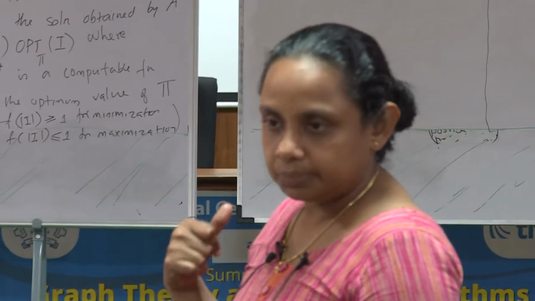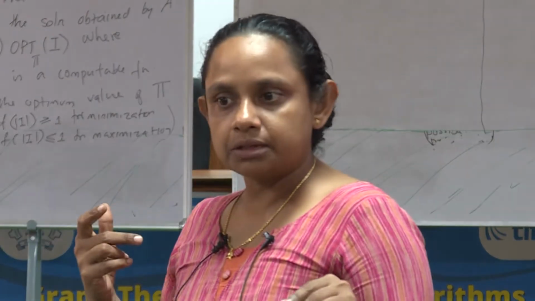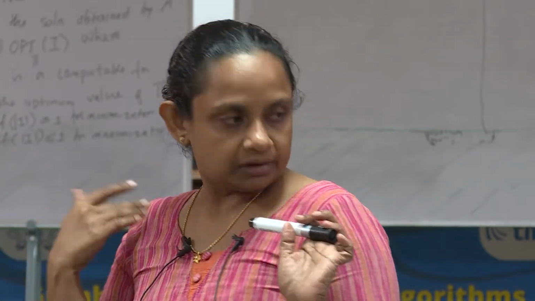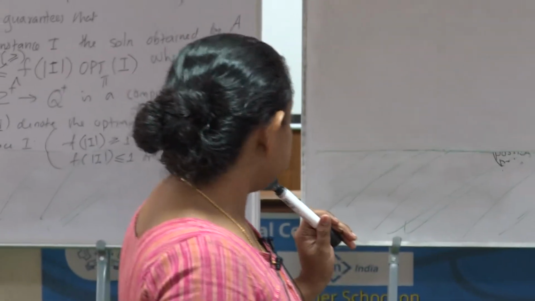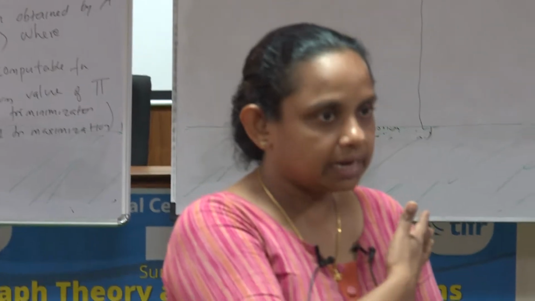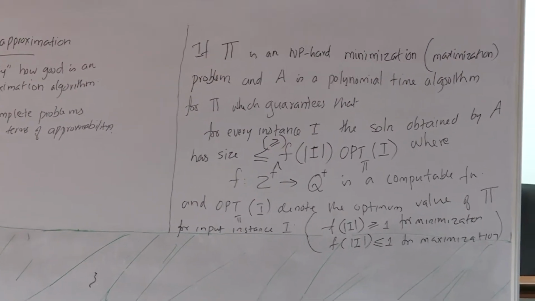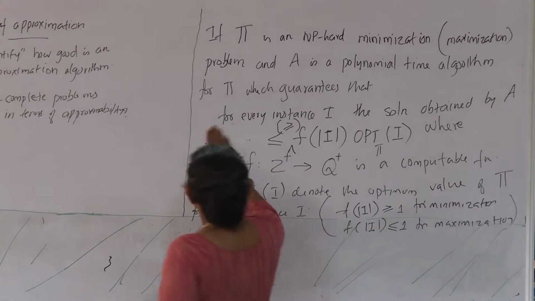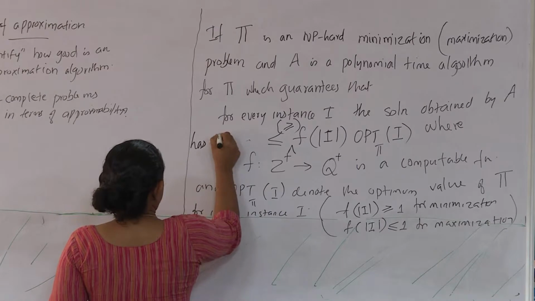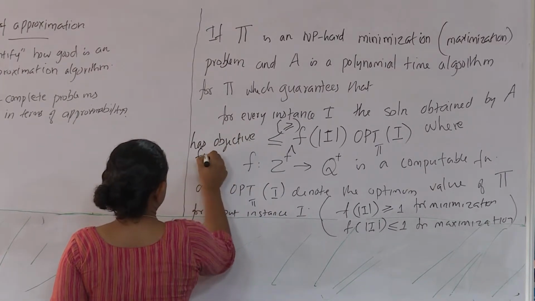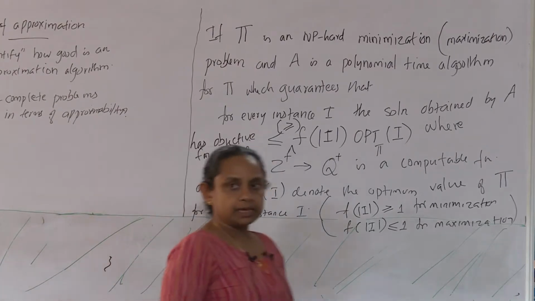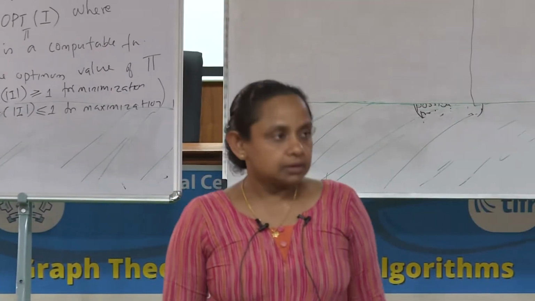Which may not give us the optimum value, right? The algorithm is: take a maximal matching and take both its endpoints. That is a vertex cover. It guarantees that for any graph you give, for any instance of the problem, the output that you get is guaranteed to be of, I should not say size, in general, objective function value. It is not always the size; it is the size for the vertex cover problem.